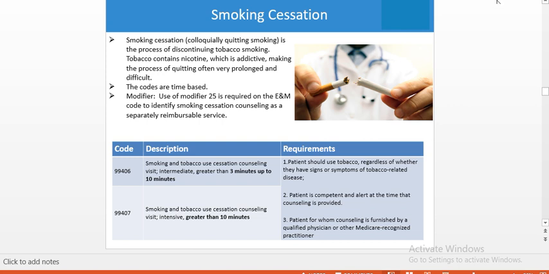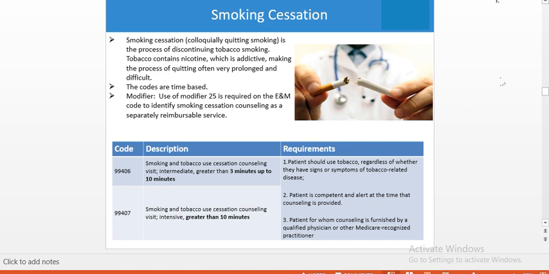Here we will check what the requirements for smoking cessation are. The first one is that the patient should use tobacco, regardless of whether they have signs or symptoms of tobacco related disease. So to perform smoking cessation counseling, the patient should use tobacco whether he has symptoms or not. The second point is that the patient is competent and alert at the time counseling is provided. That means the patient should be aware of what is going on around him so that he can understand what the physician tells. The third one is that counseling is furnished by a qualified physician or other Medicare recognized practitioner.